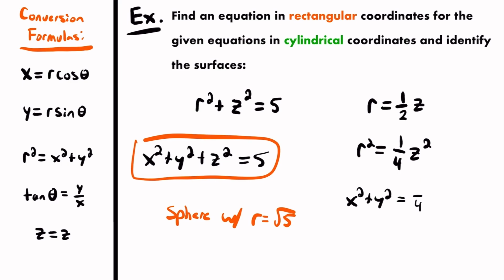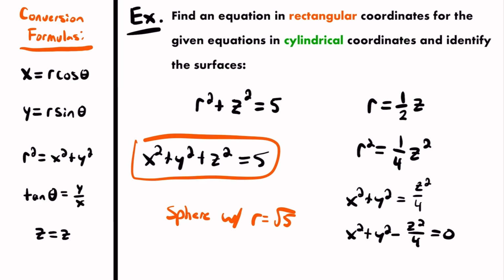In fact, I'll just write it like this. We'll have z² divided by 4. And that's our rectangular equation, but what does it represent? Well, we can get a better idea if I move this term over to the other side of the equation. Or in other words, if we subtract z² divided by 4 from both sides, we'll have x² plus y² minus z² divided by 4 equals 0.